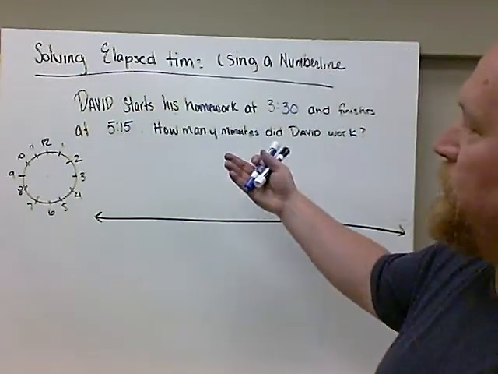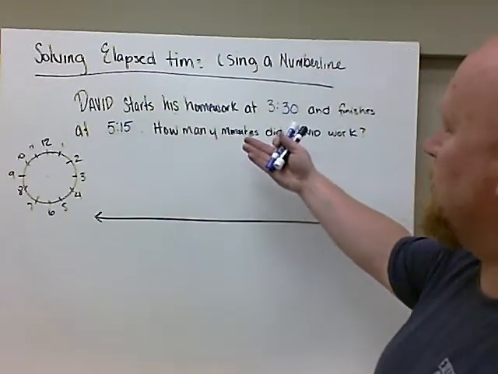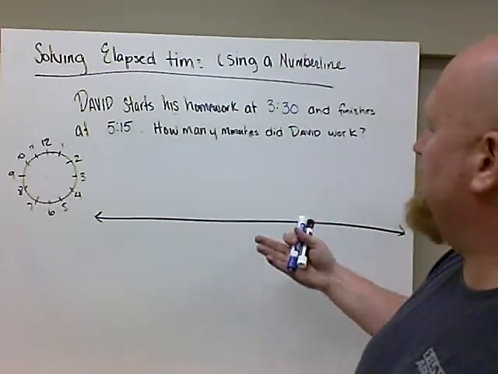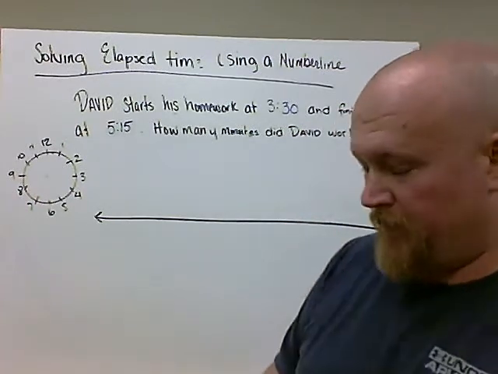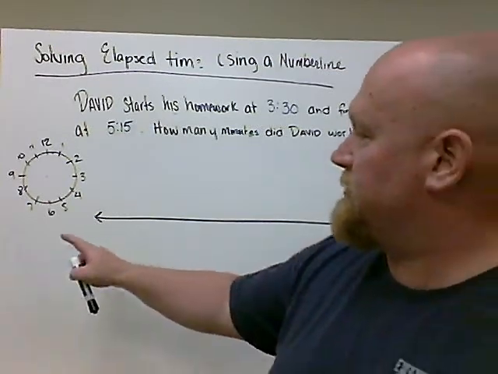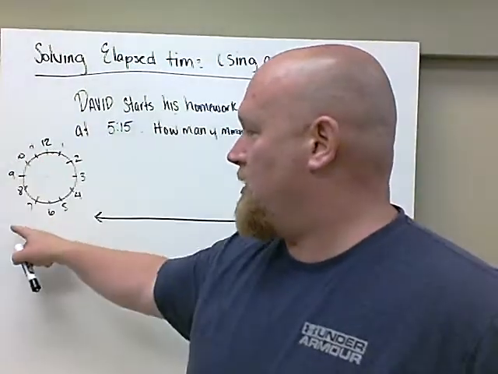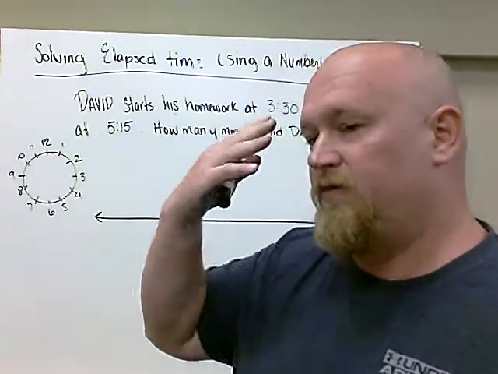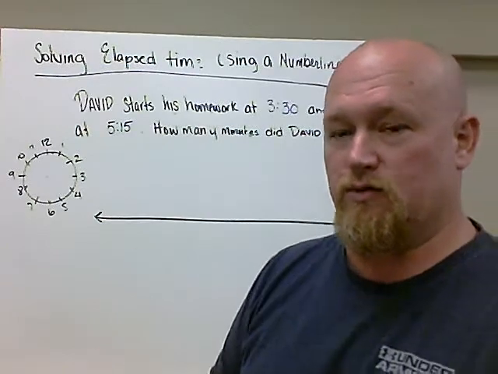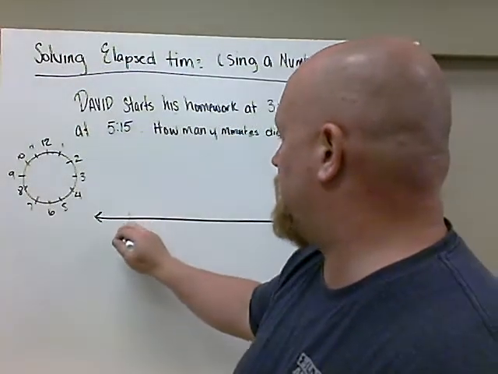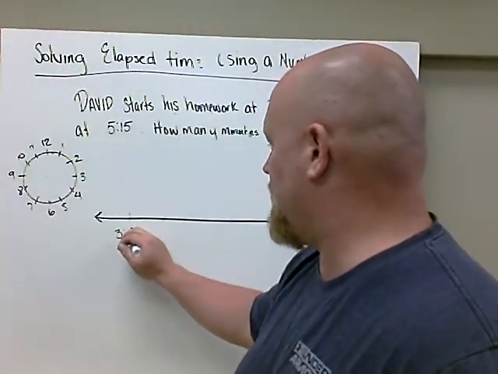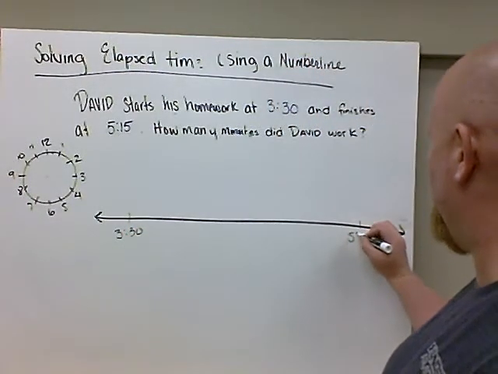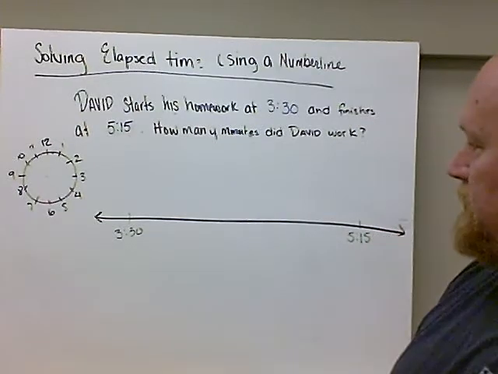Okay? So you'll remember our first problem was that David starts his homework at 3:30 and finishes at 5:15. How many minutes did David work? On my number line, for this video, I've drawn my clocks a little bit cleaner and neater, and those tools are just for me to help visualize what's happening on a clock as we go along. I'm going to put 3:30 over on the left-hand side because that's the time he started with, and I'm going to put 5:15 on the other end of my number line. Okay?